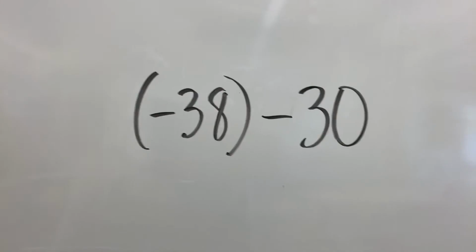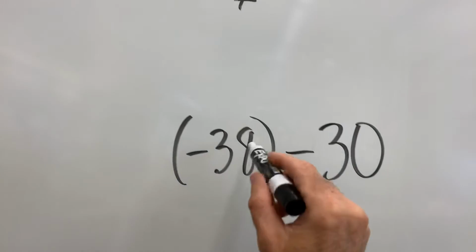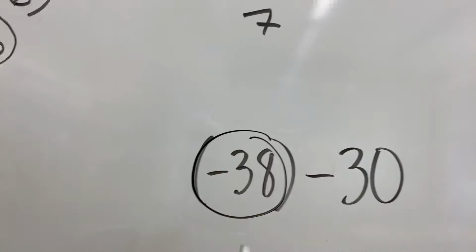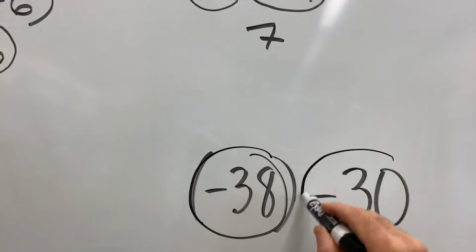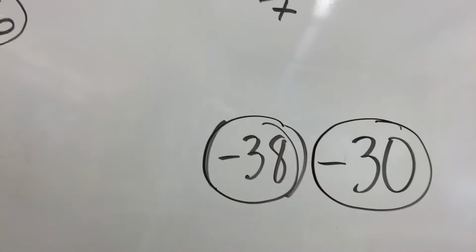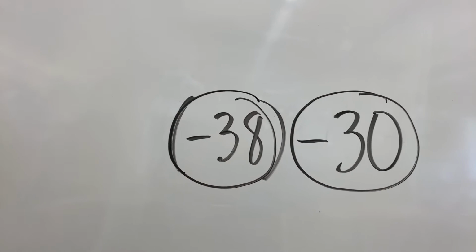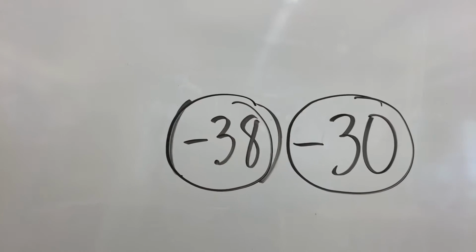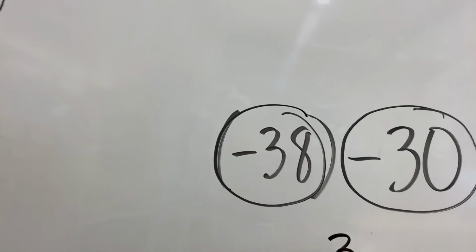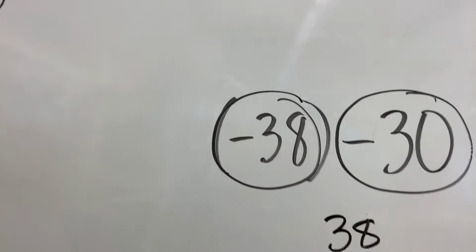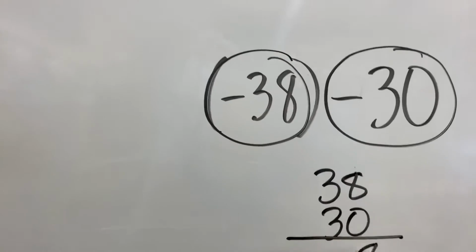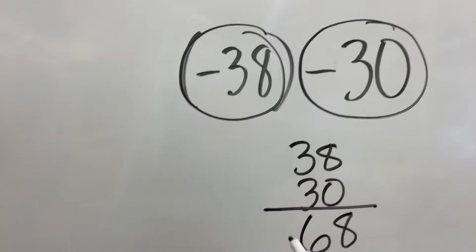We have this subtraction problem. There are no double negatives, so I'm going to circle the minuend, and I'm going to circle the subtrahend and its sign. Hey, automatically I see that that's the same sign rule. I'm going to add and keep the sign here. So whatever 38 plus 30 is, and then keep the signs.